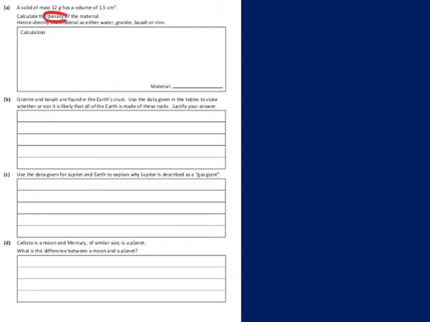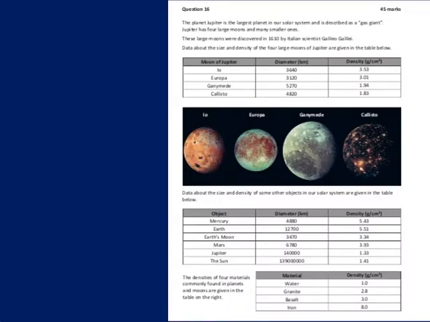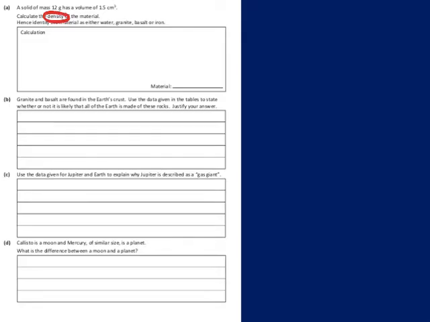You have to calculate density of it and then work out what the answer that you get indicates, what part of this table down here could that component be. So it's doing a piece of maths and it's using the data in the table and deciding, is it water, granite, basalt or iron.